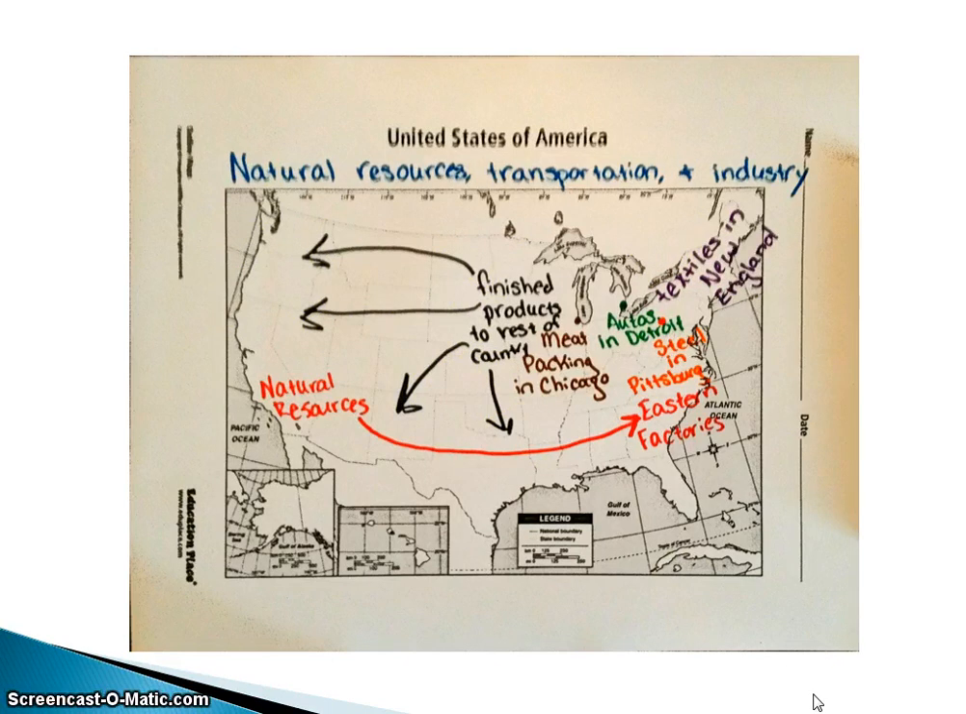So write that in the middle of your map and then draw those nice neat arrows going everywhere so we remember that our natural resources came from the west, but they were sent to eastern factories. Textiles were made in New England, automobiles were made in Detroit, steel was made in Pittsburgh, and meat packing was done in Chicago. After these natural resources were turned into all those finished products, they were then sent back on the railroad for people to order from all around the rest of the country.